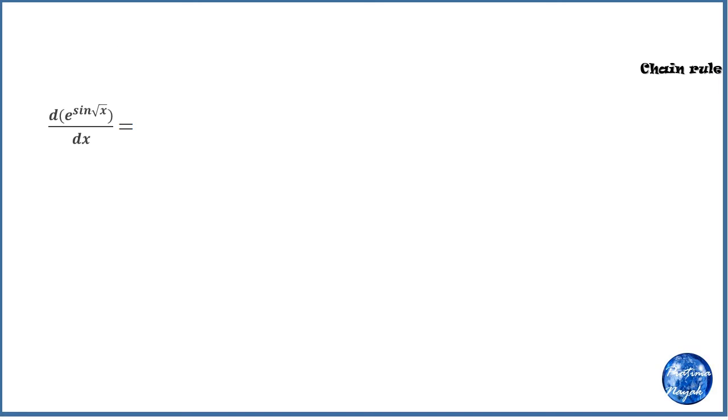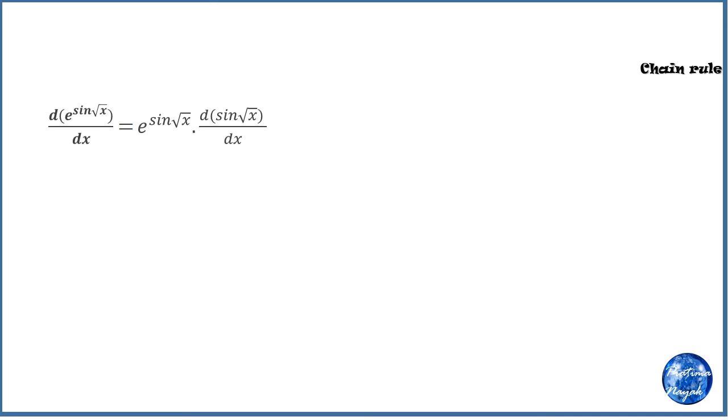e to the power sin under root x. So there are three functions here. First is e, then sin, then under root x. First is e, so e to the power x is the same as e to the power x. So I'll write e raised to the power sin root x. Now the e part is finished, then comes sin, so into the derivative of sin root x.